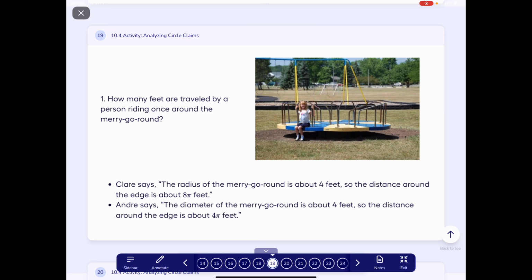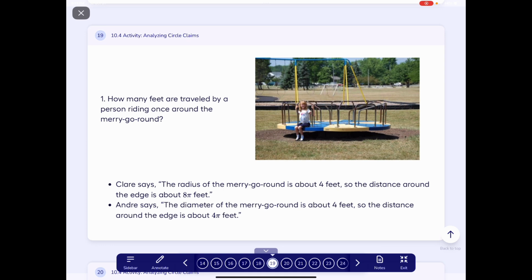For this problem, Claire and Andre are both correct about the calculation. However, there's something that they differ in, and that is their measurement of the merry-go-round. So Claire is saying that the radius is about 4 feet, and Andre says the diameter is about 4 feet. Who do you think is correct? You think Claire, who says the radius is 4 feet, or Andre, who says the diameter is 4 feet?